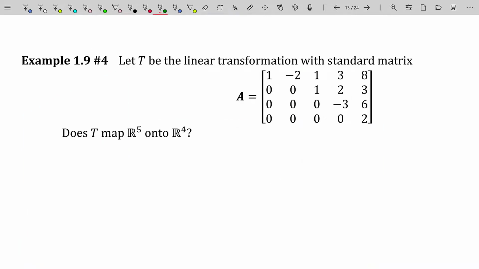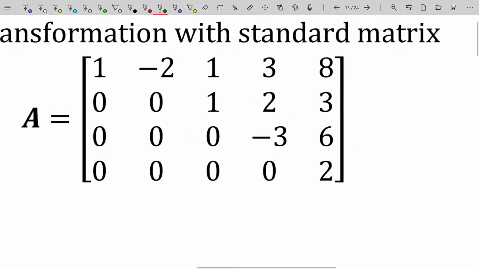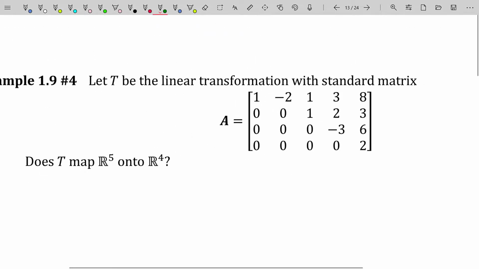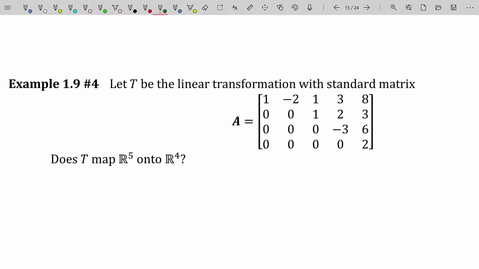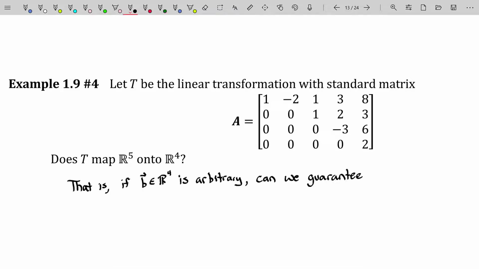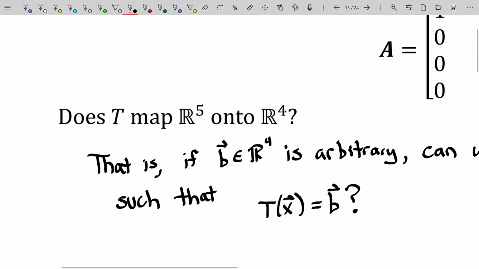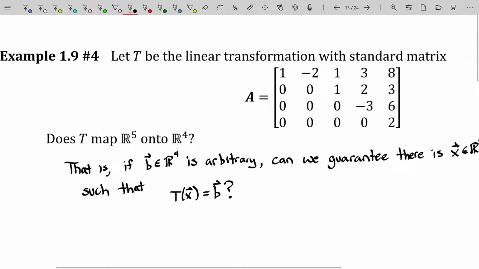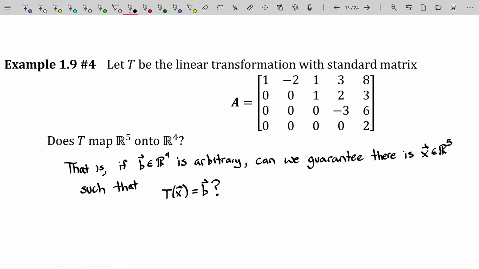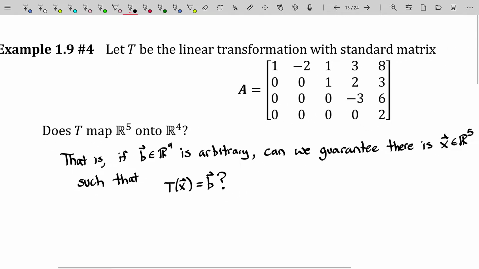So let's use an example to express this. Let T be the linear transformation with standard matrix A, which you see right here. Does T, the transformation, map R5 onto R4? That is, if B is a vector in R4 and is arbitrary, can we guarantee there is an X in R5 such that T of X is equal to that B?